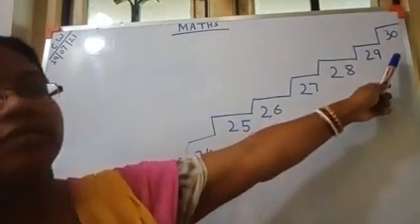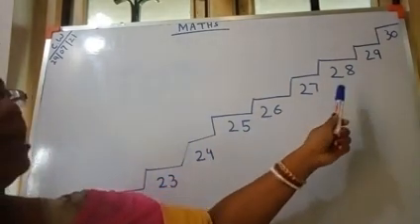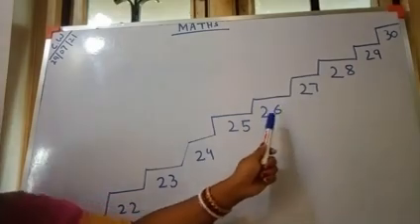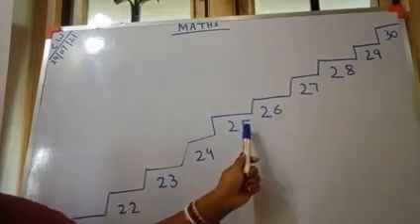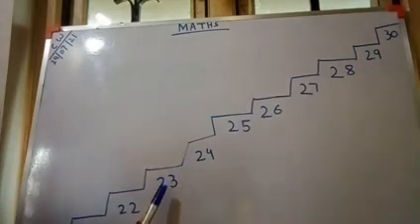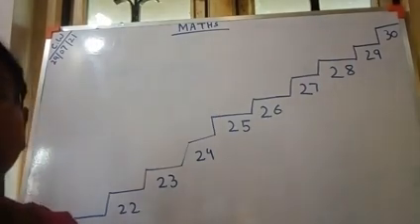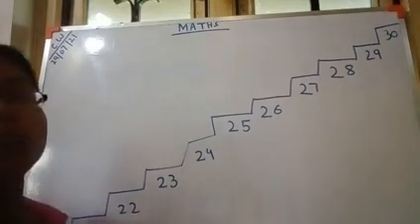So 30, 29, 28, 27, 26, 25, 24, 23, 22, 21, 20. So this counting is called backward counting, and from this time you have backward counting from 30 to 1.